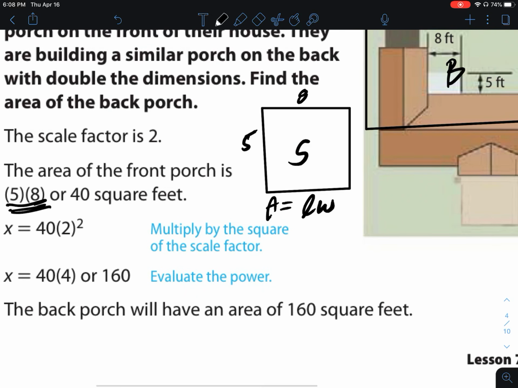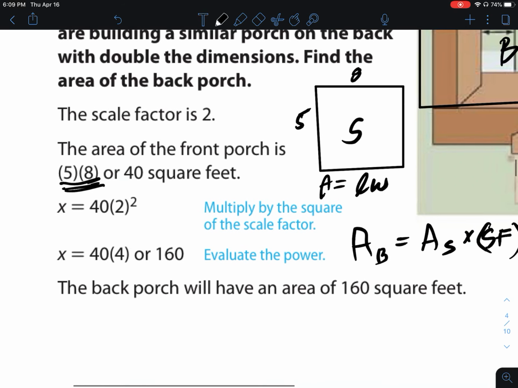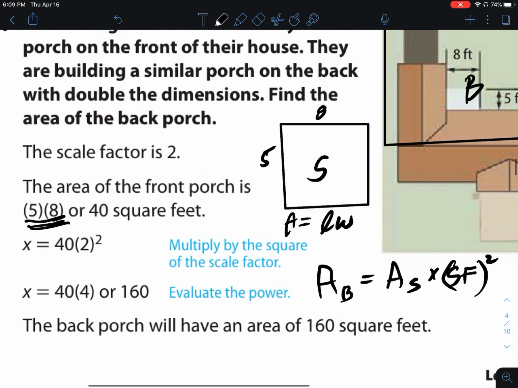But the formula for finding the area of my big figure is equal to the area of my small figure multiplied by the scale factor squared. That's the formula that we came up with on page 570. So we know for a fact that the scale factor is 2. Where are we getting 2? Because it says double the dimensions. They want to build a similar porch in the back with double the dimensions. So the scale factor is 2.